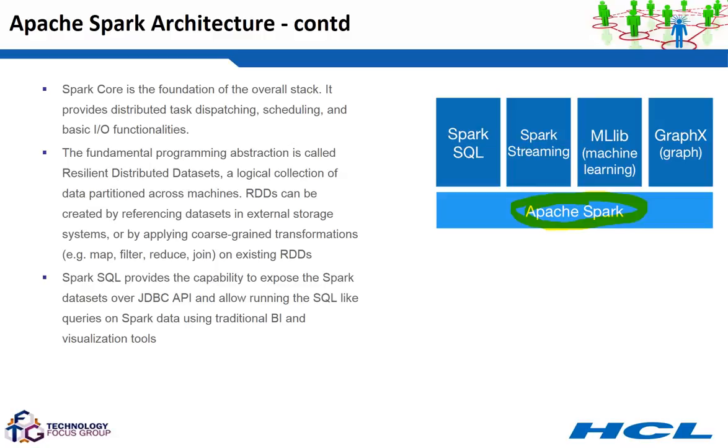The fundamental programming abstraction is called RDD, or resilient distributed datasets, a logical collection of data partitioned across machines. Okay, so we discussed RDDs are partitioned. RDDs can be created by referencing datasets in external storage systems or by applying some coarse-grained transformations, for example map, reduce, join, filter, etc. on existing RDDs. Okay. So as we discussed, what this exactly means is, you can think of an RDD as a table for the given data.